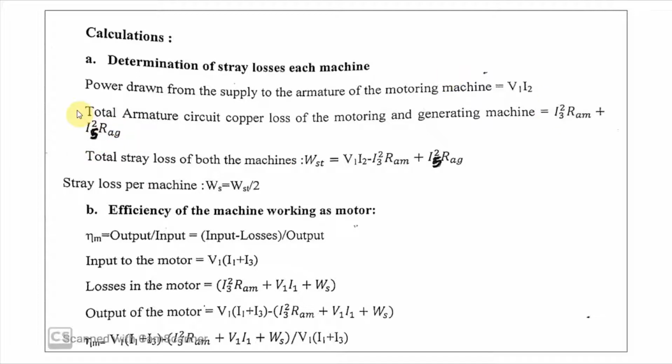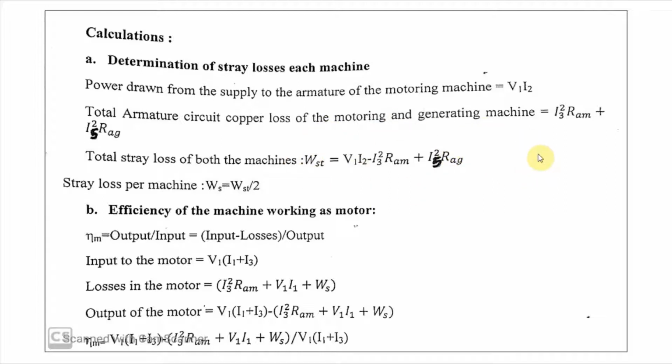So the no load rotational losses or the stray losses will be equal to the total power input minus the armature circuit copper loss. So here it has to be V1 I2 minus I3 square RAM minus I5 square RAG. Either you put a bracket here, and when you put a bracket this becomes plus, but since the bracket has been excluded, this has to be minus. To make that correction, it is V1 I2 minus I3 square RAM minus I5 square RAG. Clear? So this will give us the no load rotational losses.